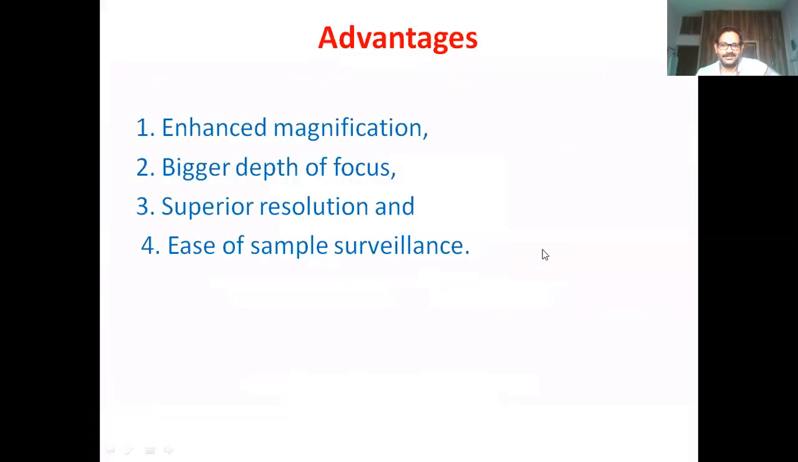The next one is the advantages of the SEM. SEM has enhanced magnification, which can be magnified up to 6 lakh times, a bigger depth of focus, high resolution, otherwise you can call it superior resolution, and ease of sample surveillance. Otherwise we can say that the sample can be prepared very easily in this SEM.